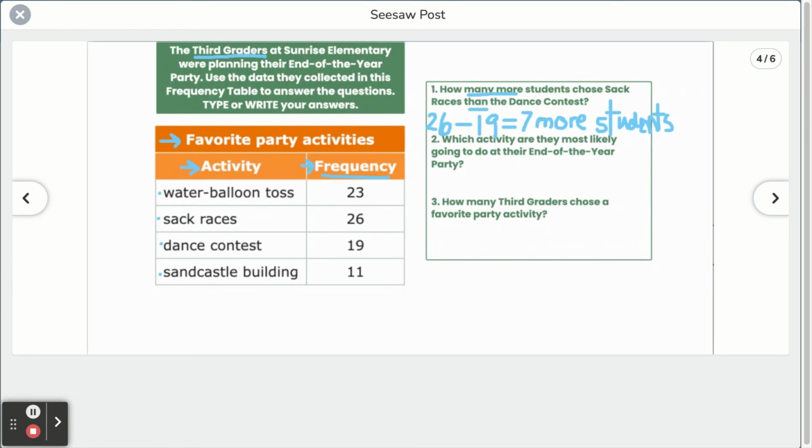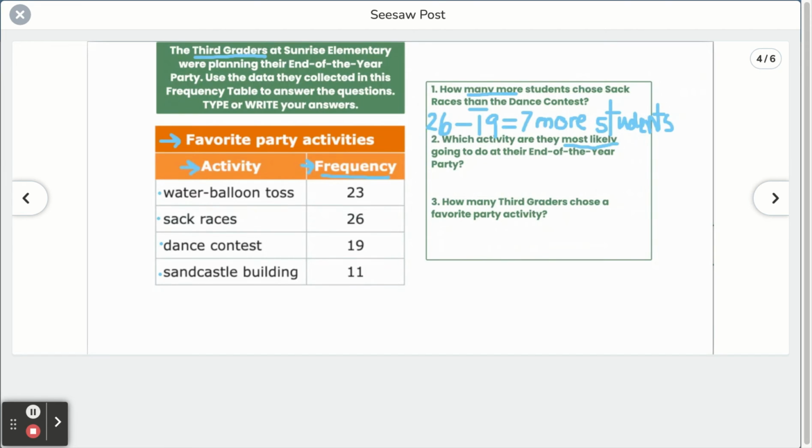So it's always important to look at those keywords in those questions, like how many more and than, which are comparing words. Question number 2, which activity are they most likely going to do at their end of the year party? So most likely meaning if we had to make our best guess based on the data that's given, which one are they most likely going to choose?